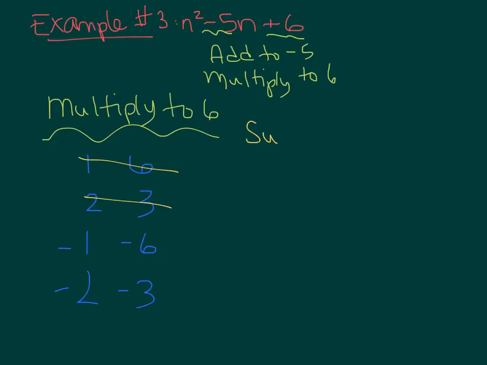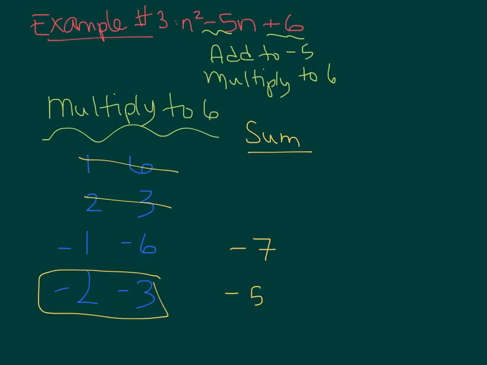So what I'm going to do is look at the two that add up to a negative. -1 and -6 add up to -7. Make sure you're careful about your adding of those because otherwise you might make a mistake. -2 and -3 add up to -5, which is actually what we're looking for.